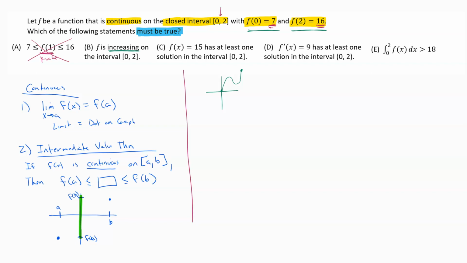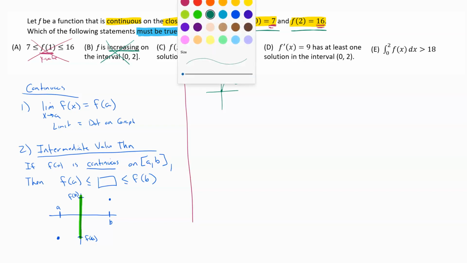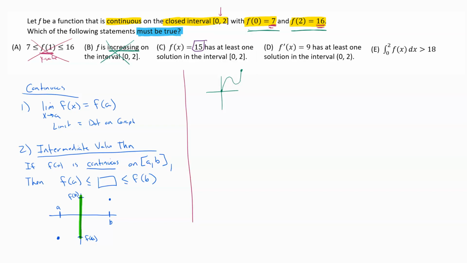So it could have a decreasing section. It is not strictly increasing this entire time. So we know that that's not true. Then we look at C, and C is saying that there is some y value where it has to equal 15 on our given interval.